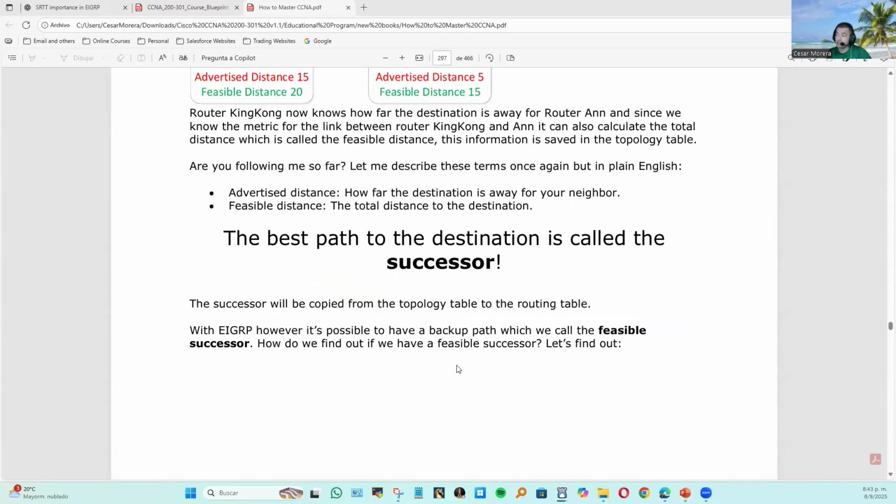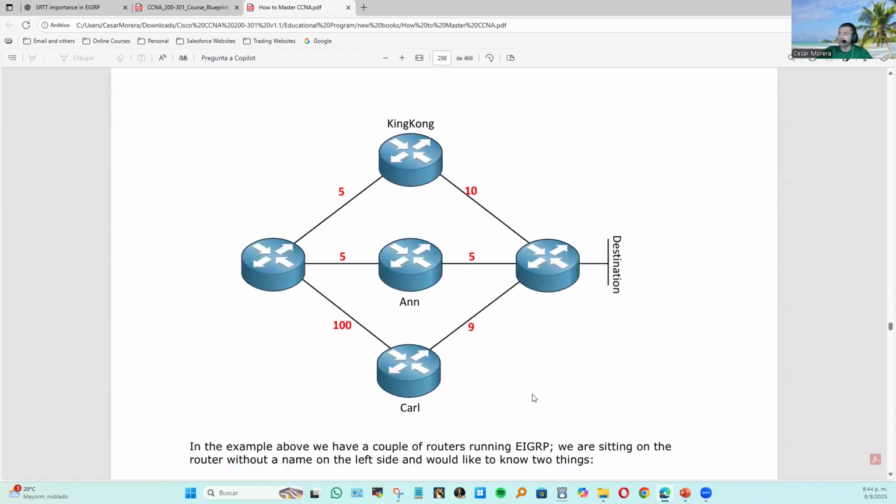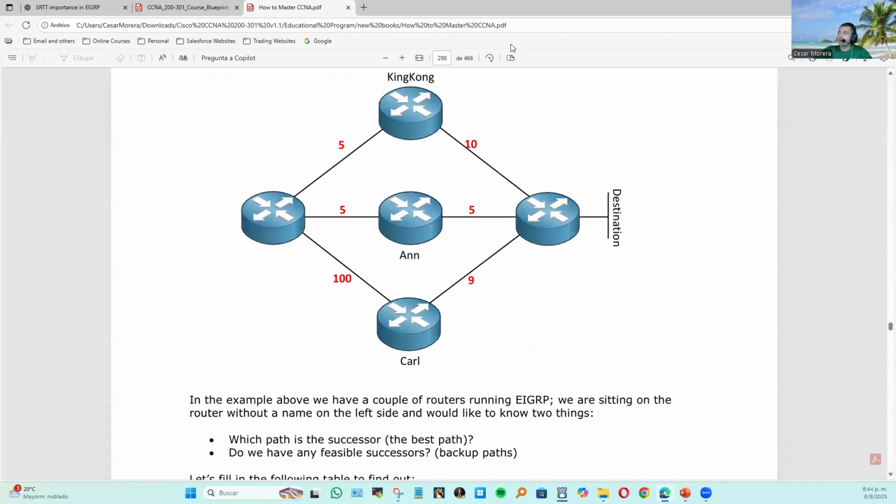The best path for the destination is called the successor. The route will be copied from the topology table to the routing table. With EIGRP, however, it's possible to have a backup path, which we call the feasible successor. How do we find out if we have a feasible successor? Let's find out. In this case, we have a 5 and a 10. This one has a 5 and a 5 and 110.